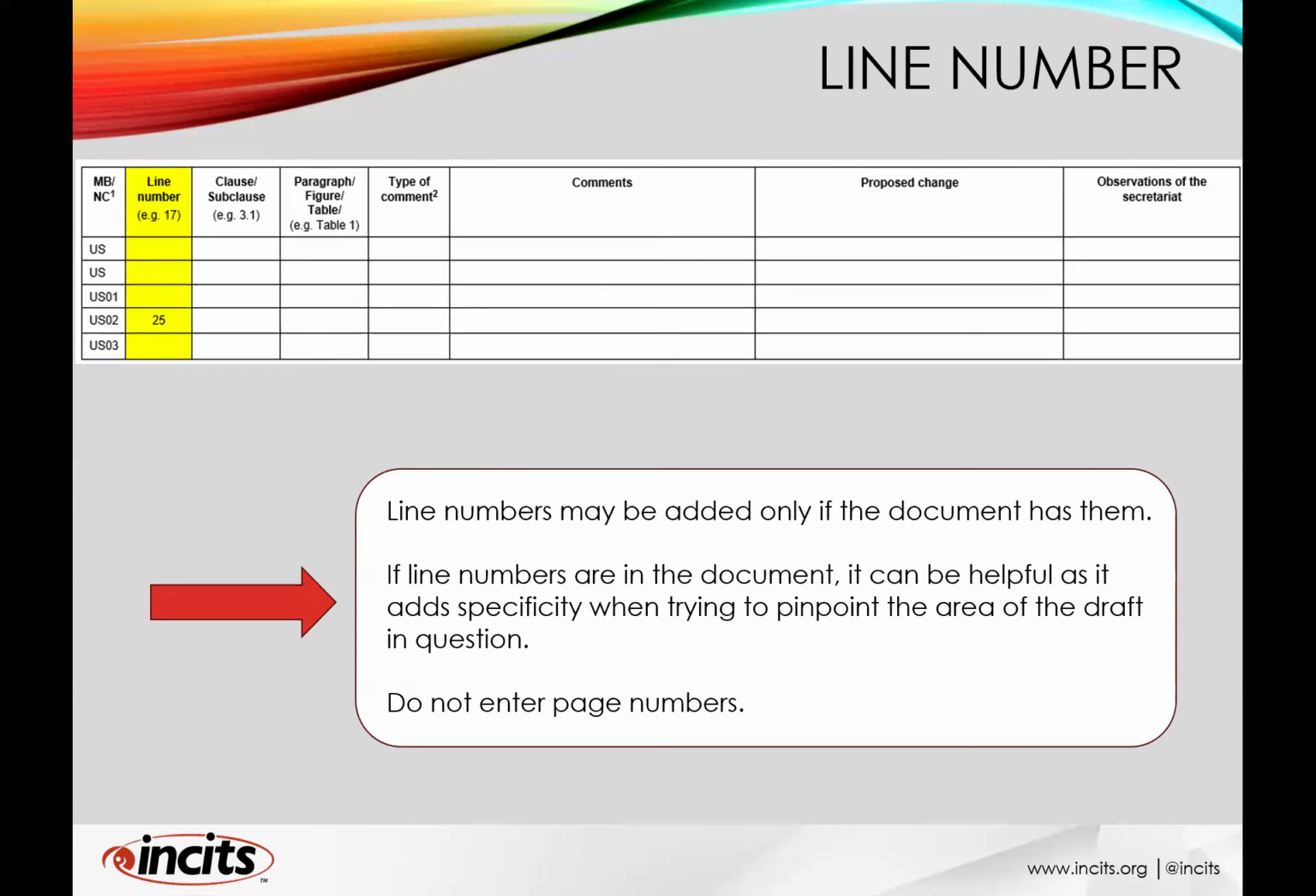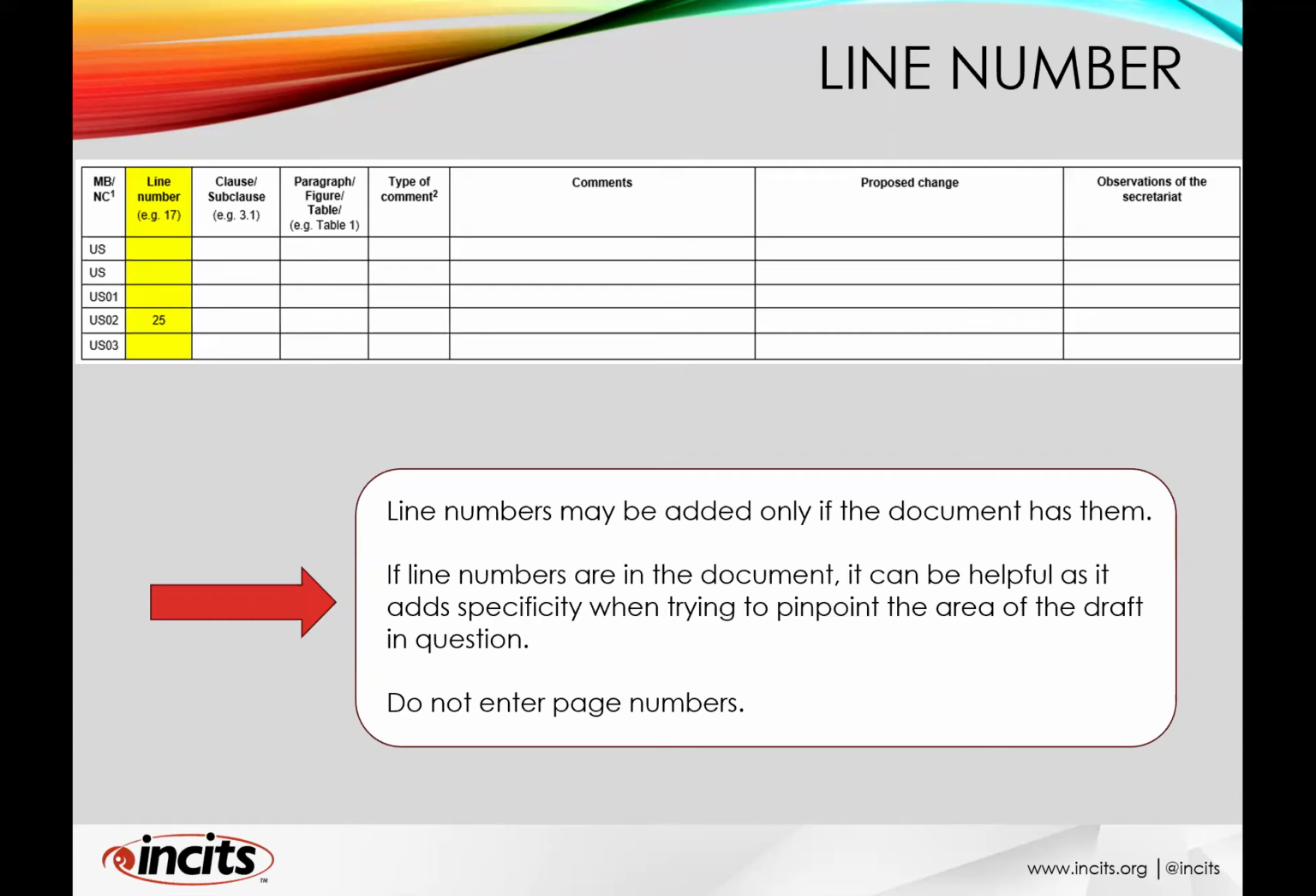The next field in the template is the line number field. This field is only used when the draft document being reviewed actually includes visible line numbers in the left margin, which is quite rare in ISO materials. That said, if line numbers are present, you may include them to indicate exactly which part of the text your comment refers to. This can help to provide precise context to editors and reviewers, especially when the comment is highly specific or technical. However, it's important to avoid entering page numbers in this column.